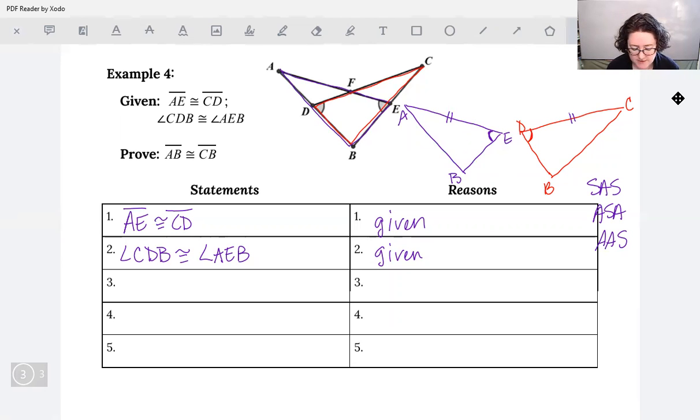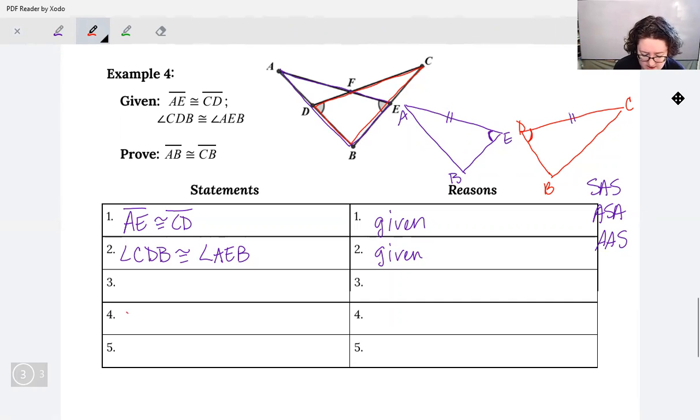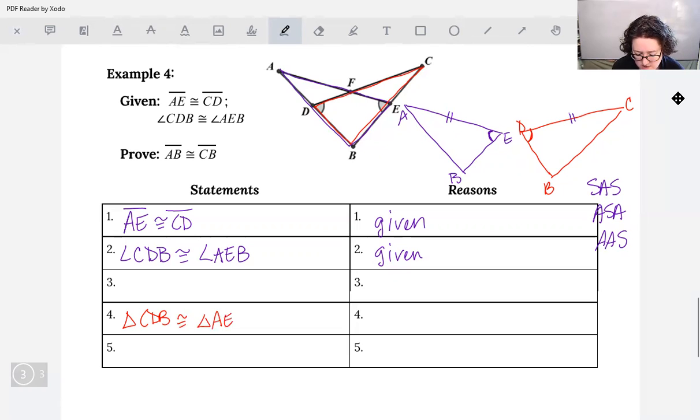So let's think about this. Eventually, we're going to try to prove that our triangles are congruent. So again, let's write that out, but I can't prove them yet. I need one more piece of information, so let's put that in step 4. So triangle CDB is going to have to be congruent to triangle AEB for this to work. We just don't know what rule yet.